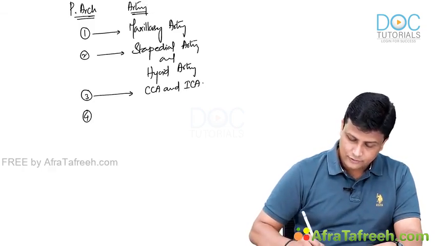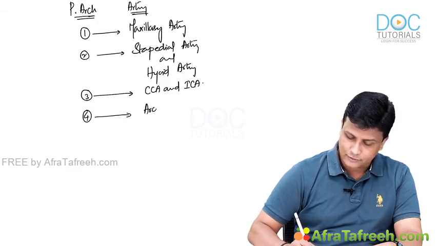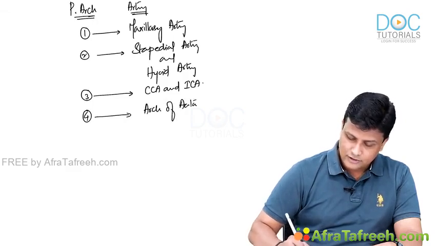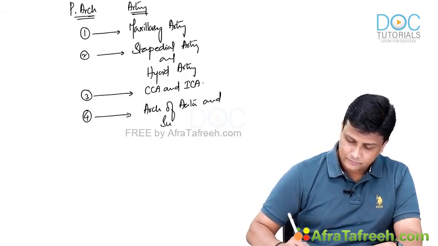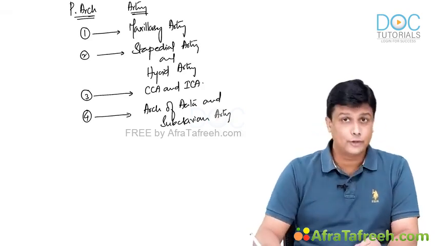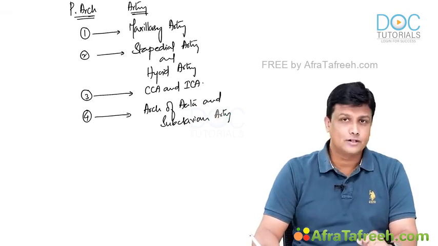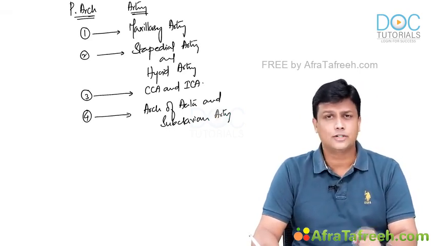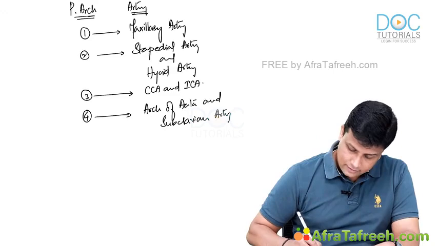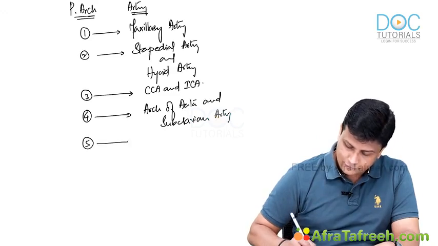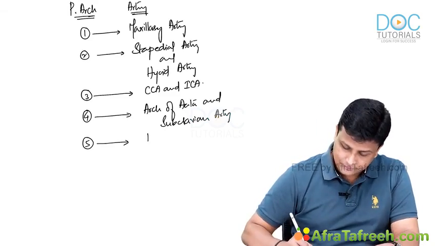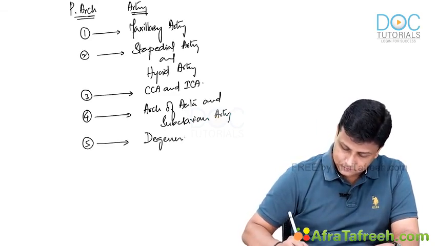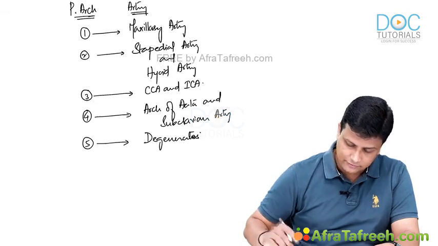Arch number 4: towards the left it is going to form the arch of aorta, and towards the right it is going to form your subclavian artery. So the left fourth arch artery forms the arch of aorta, and the right fourth arch artery contributes to the formation of the subclavian artery. And number 5, the fifth one, is the one from where no artery is developing, guys. Therefore it degenerates, it regresses. No artery is derived from the fifth arch artery.